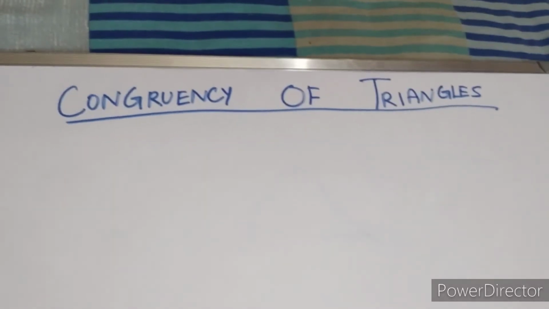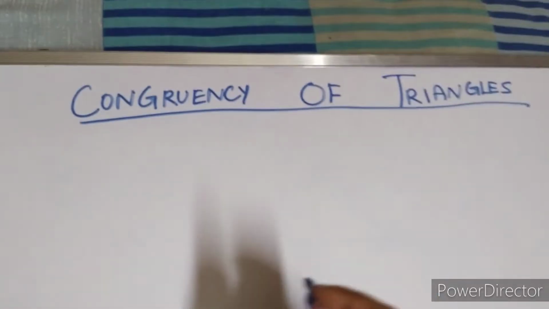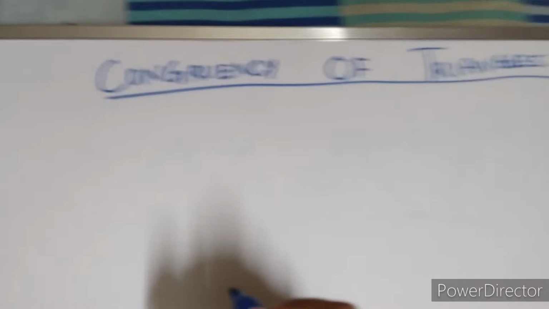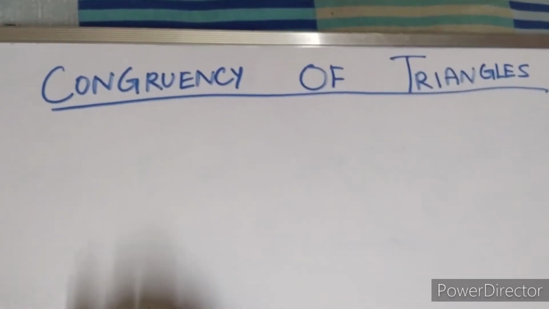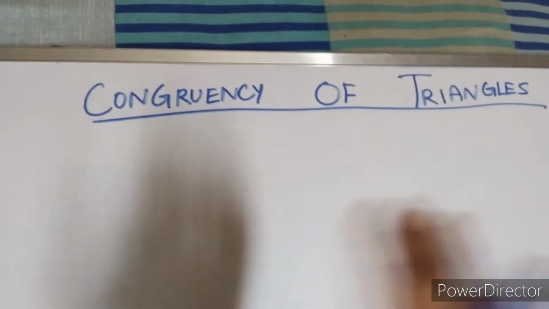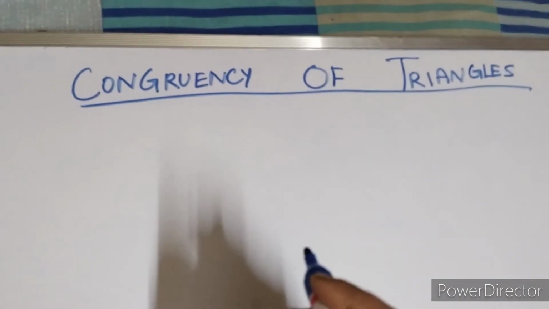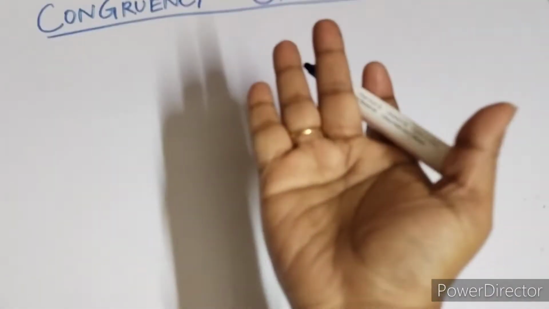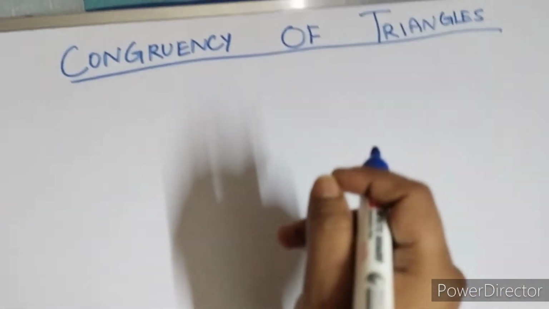Hello everyone, I'm back with a new chapter, Congruency of Triangles. Now what do you mean by congruency? Congruency means when something is alike. That means you can say that like our two palms, they are alike, okay?